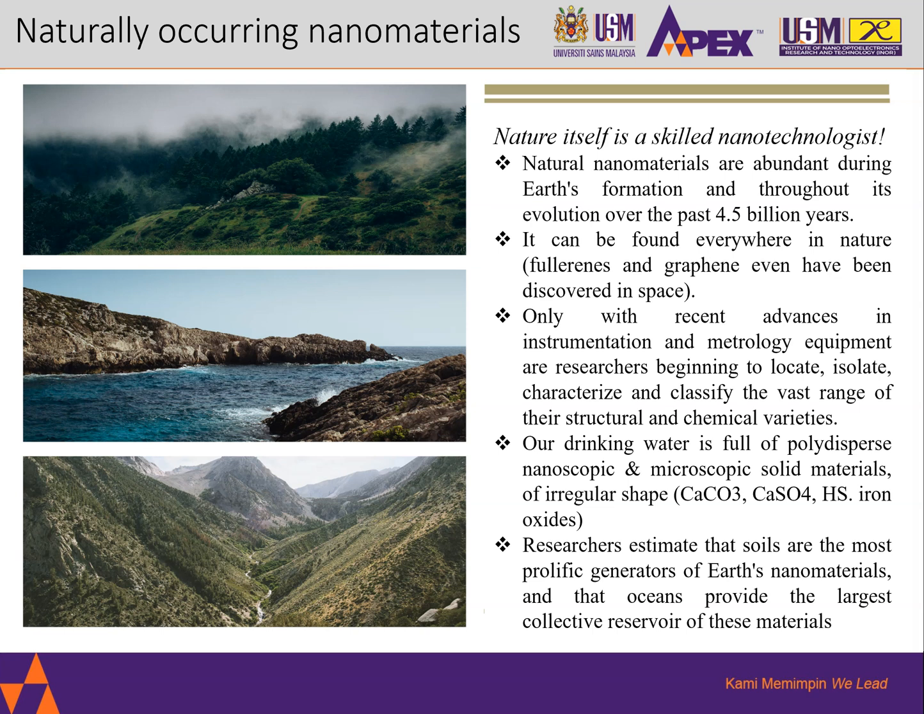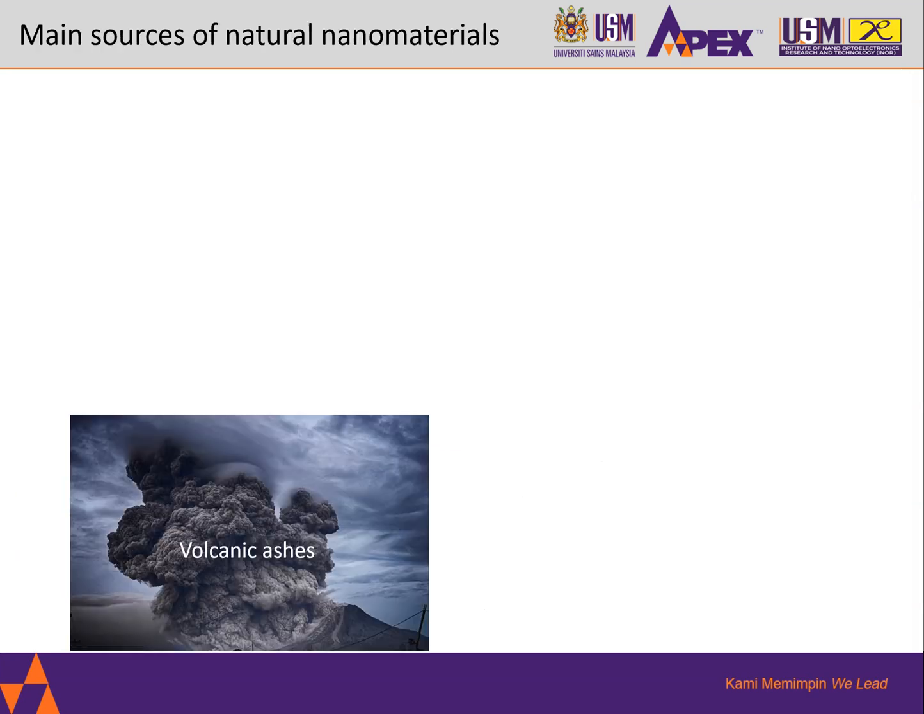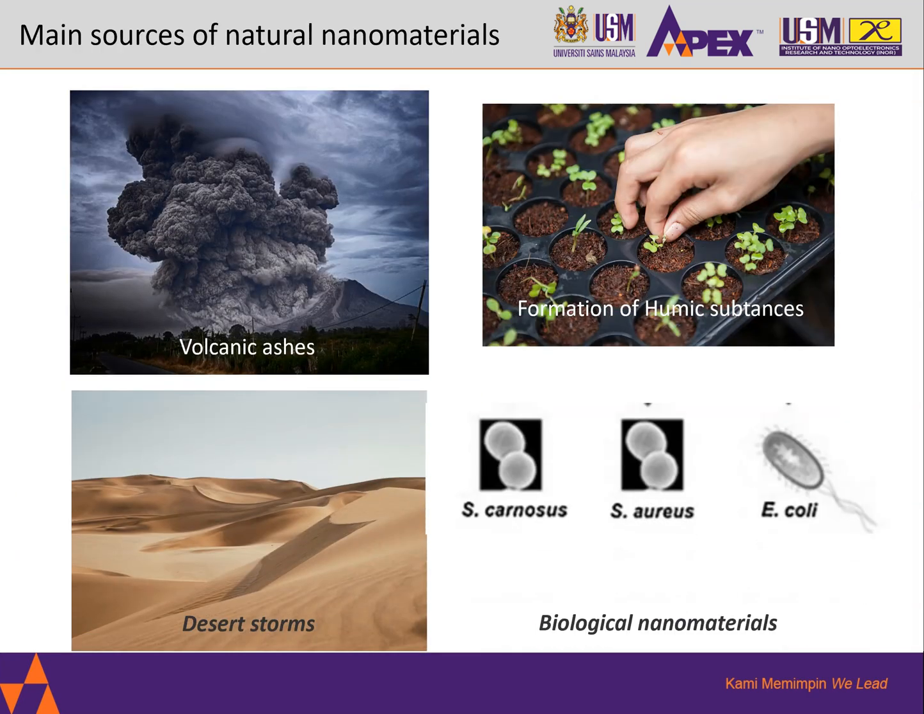Researchers estimate that soils are the most prolific generators of Earth's nanomaterials and that the ocean provides the largest collective reservoir of these materials. Natural nanomaterials are mainly produced by the following mechanisms. The first is through volcanic ashes, formation of humic substances, through the desert storms, and through the biological nanomaterials. We're going to talk about these sources one by one.